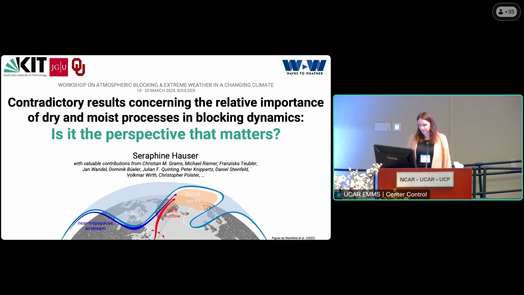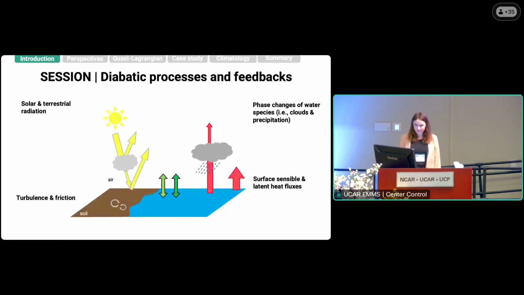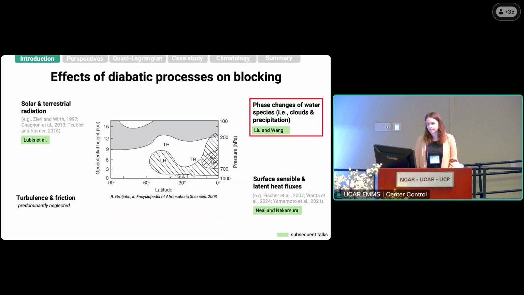And I'm sure some people are familiar to you. So being the first talk in the session, I just wanted to draw some attention and give you a small introduction into the different diabatic processes and the feedbacks we're looking at. So when we think about the mass and heat exchange with the environment, we think about processes or subcategories like solar and terrestrial radiation. We think about phase changes of water species like in clouds and precipitation. But we also think about surface sensible and surface latent heat fluxes, and finally also turbulence and friction.